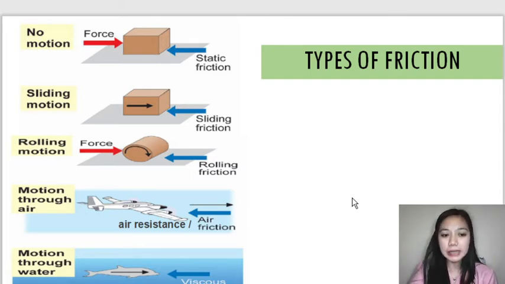Okay? Next, and last one, we have what we call the viscous friction. So, viscous friction is the motion through water. Let us say a dolphin swims forward or to the right direction. Ngayon naman, yung water will also act or will exert a force on the body of the dolphin. Ang tawag doon ay viscous friction.